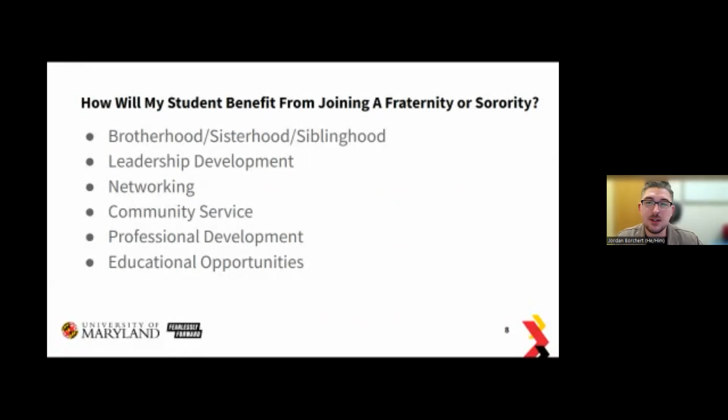I like to say this is the one-stop shop for all of these things. In other student organizations, you can get little pieces of this, but fraternity and sorority life is the experience where you can get everything. You get that feeling of brotherhood and sisterhood or siblinghood. You get the opportunity to build your leadership development and build some of those soft and hard skills that you might want to build or hone once you leave the university and start your first professional career. The opportunity for networking is massive.